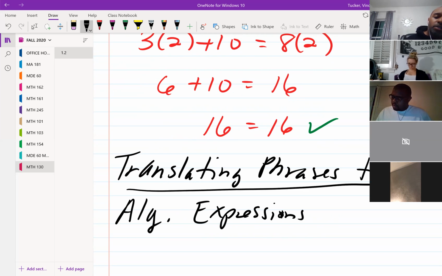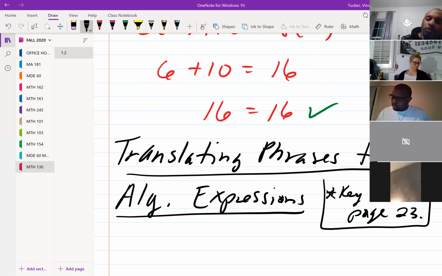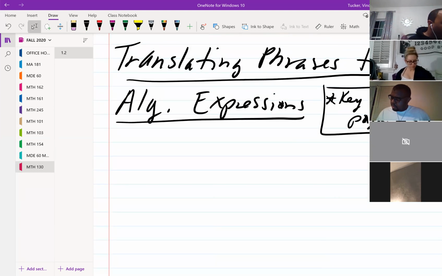All right, so next thing is translating phrases to algebraic expressions. We have keywords. On page 23, so if you want to reference those keywords that we're about to use, that's on page 23 of your text. And you're going to have keywords that's going to help you write a mathematical expression or a mathematical equation.